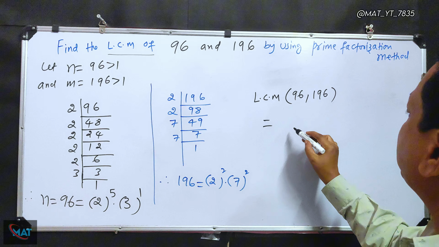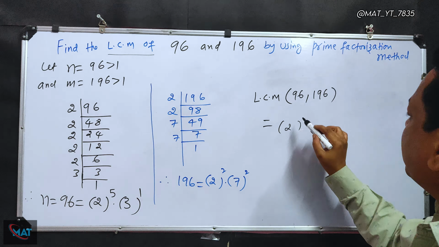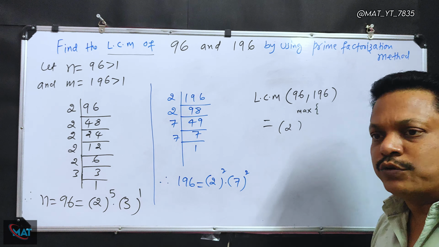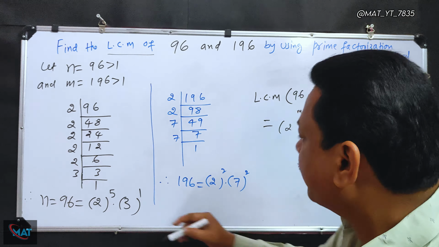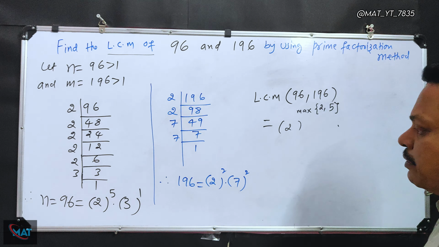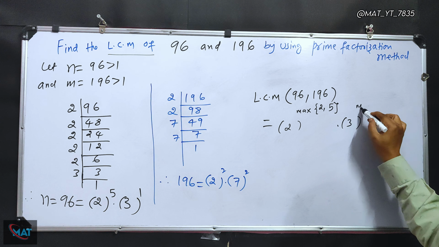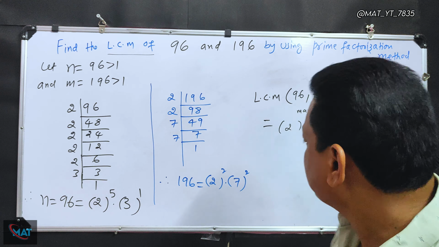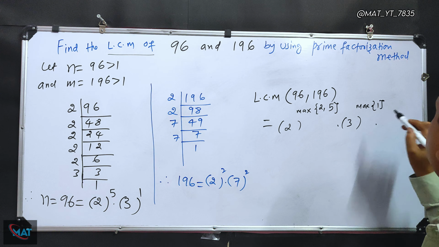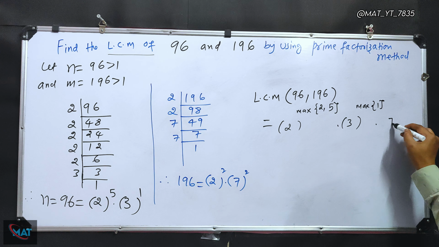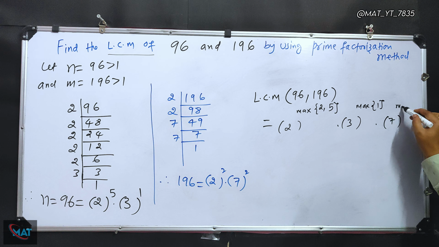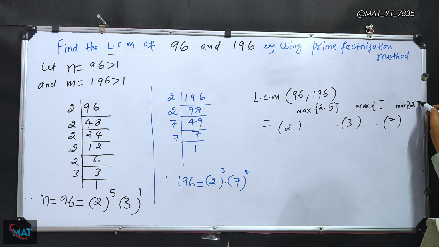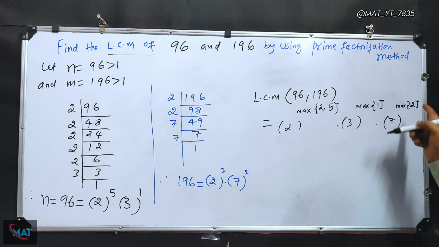2 is a prime number. First I write 2, and there you write max in brackets. What are the powers of 2 available here? 2 and 5. Into the next prime number, 3, again write max. What are the powers of 3 available here? Only one here. Into the next prime number, 7, same procedure, write max. The power of 7 is only 2 here, it appears with power 2.